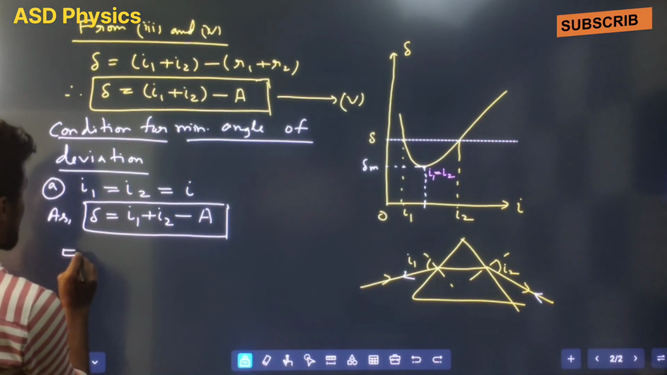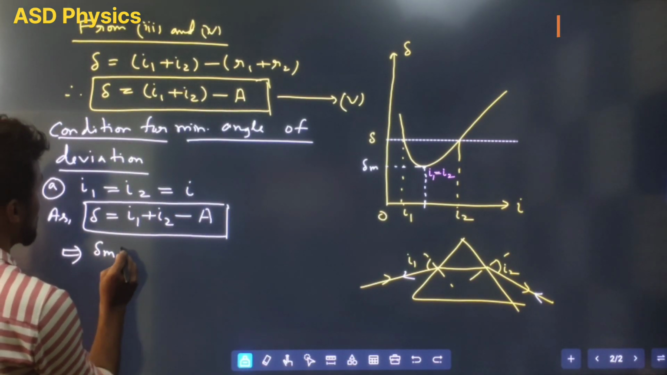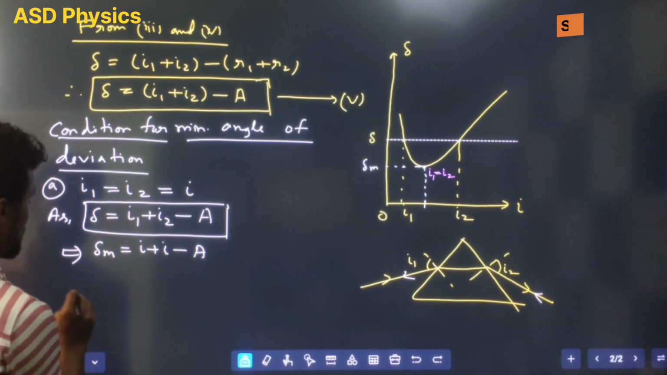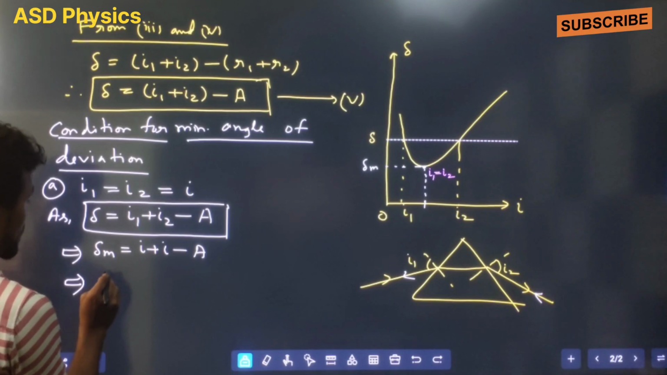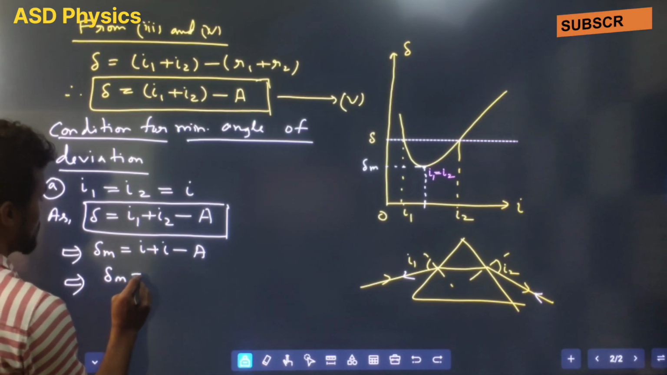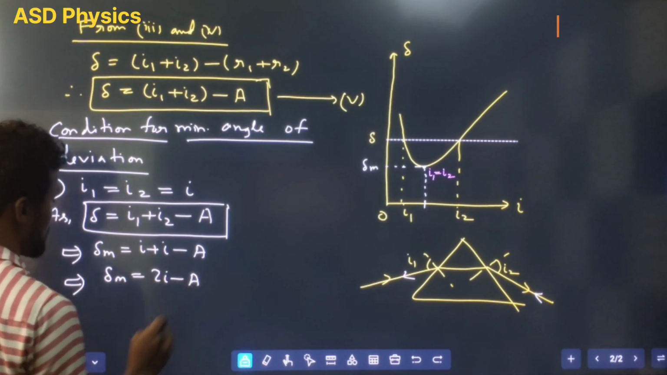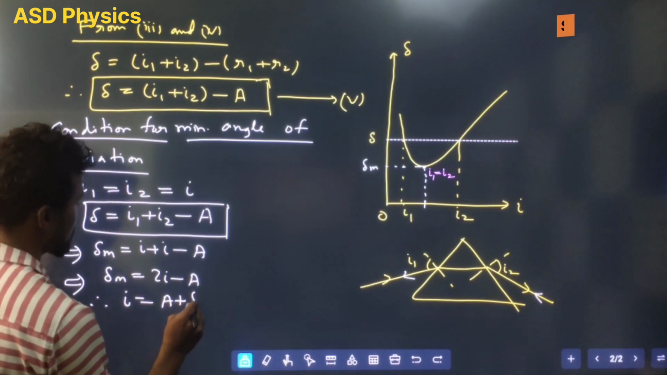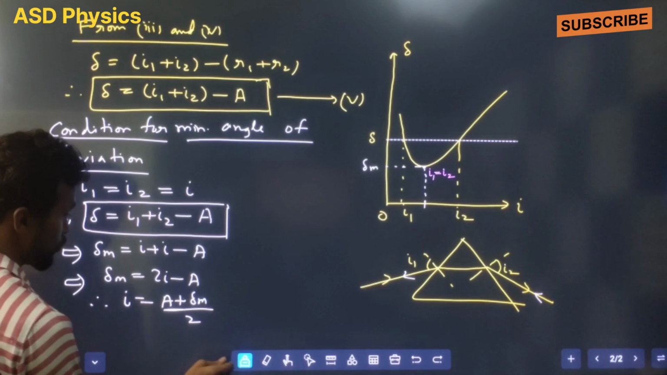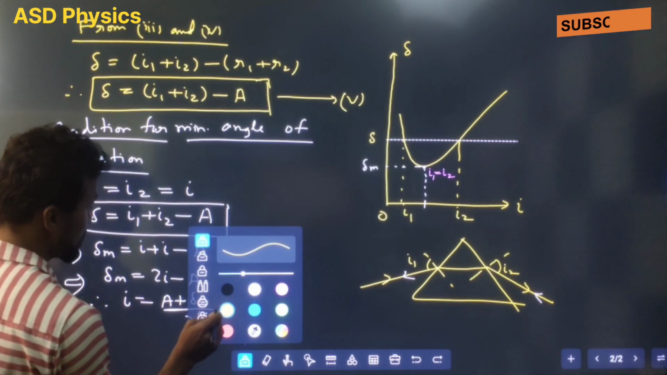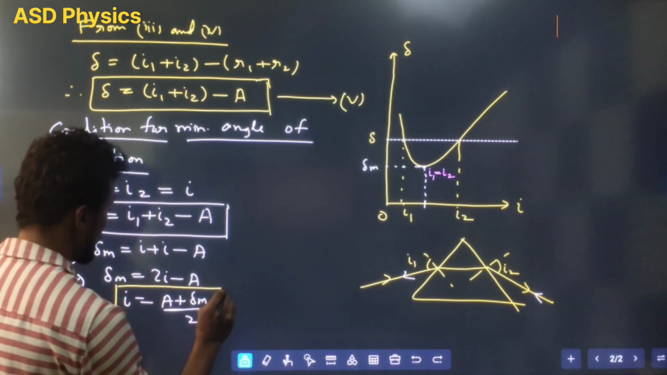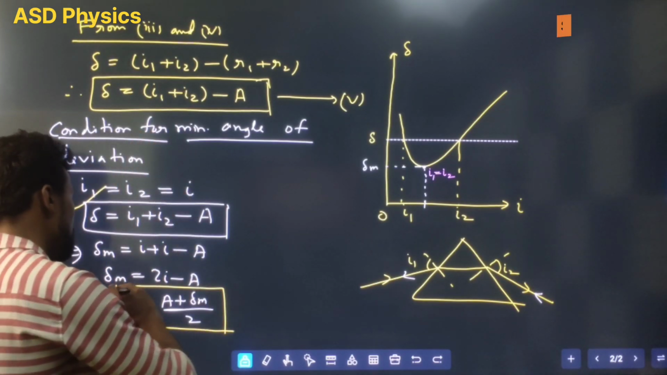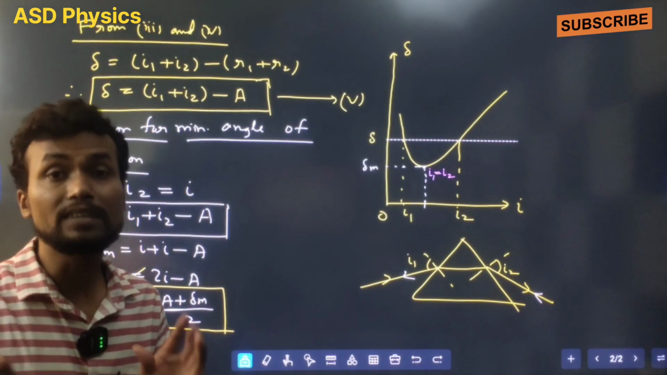So what can we write here? When this delta becomes delta minimum, we write I plus I minus A. So what will happen here? We can write that delta minimum is given by 2I minus A. Hence we can write I equal to (A plus delta minimum) by 2. And students, this condition is applicable only in the minimum angle of deviation condition.